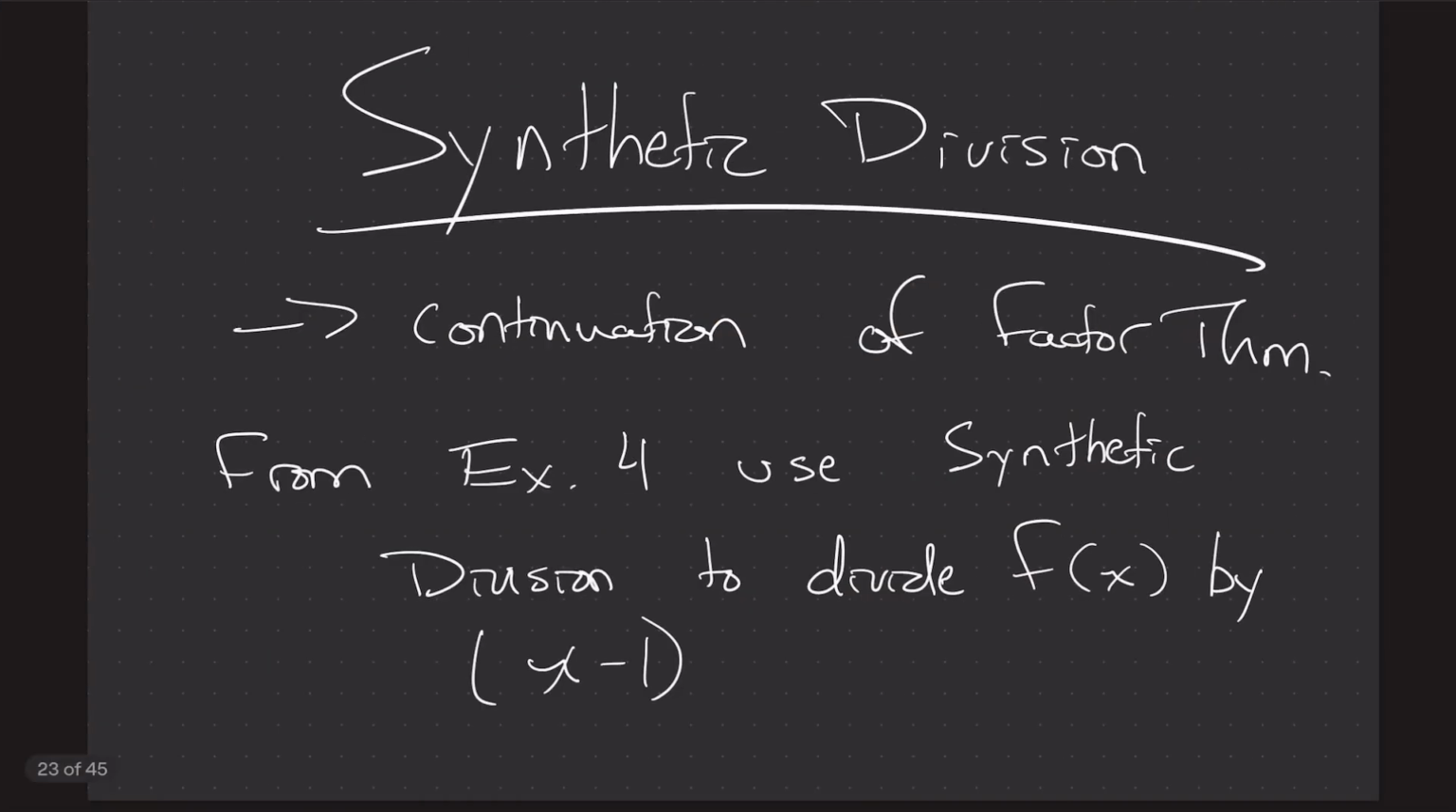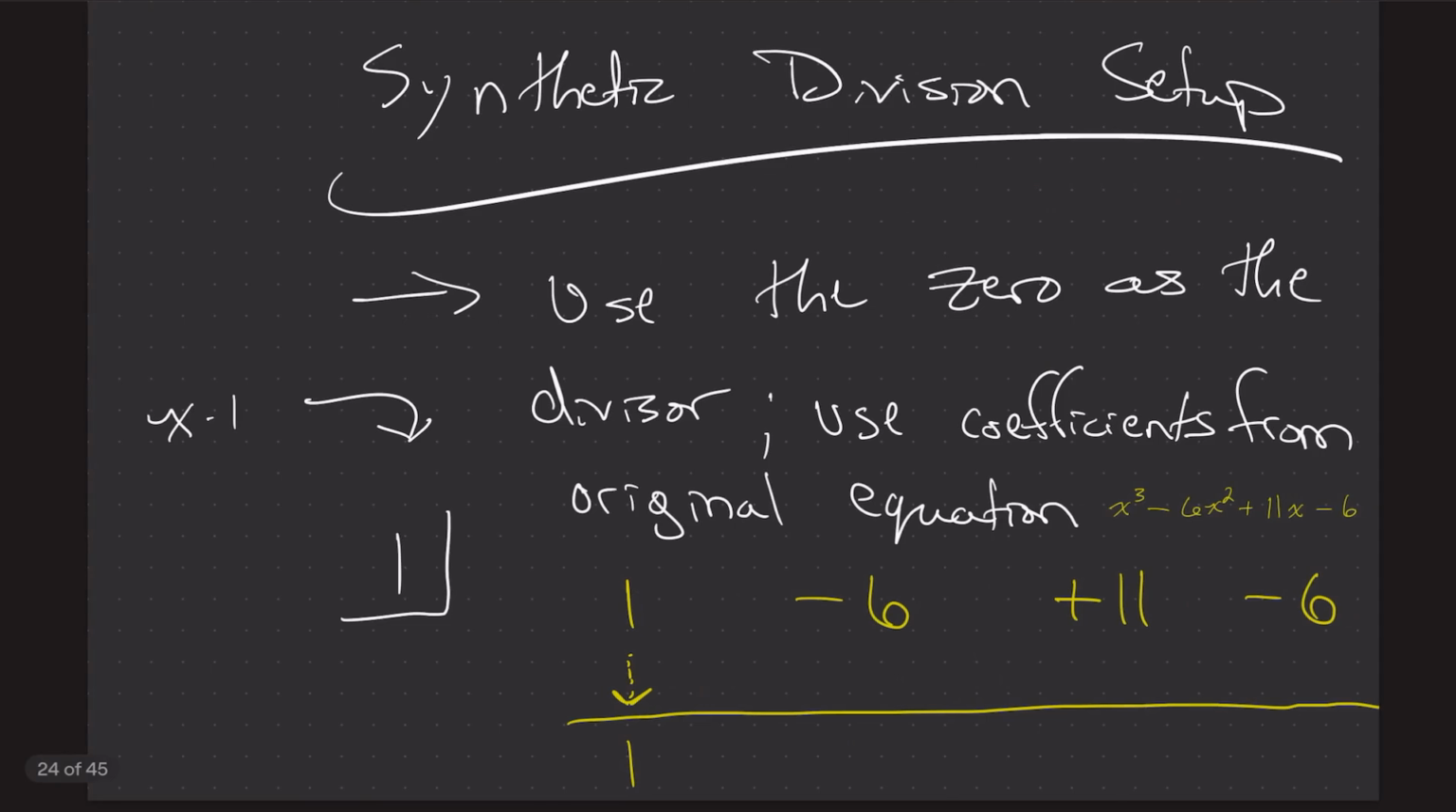That's what synthetic division is here for, right? So here's the setup for synthetic division. We use the 0 as a divisor. Okay, so the 0, x minus 1, this is x equals 1. So then we set that up as the divisor.